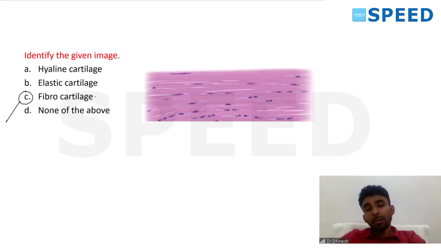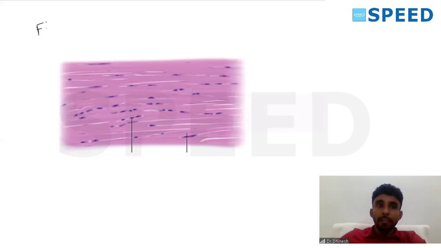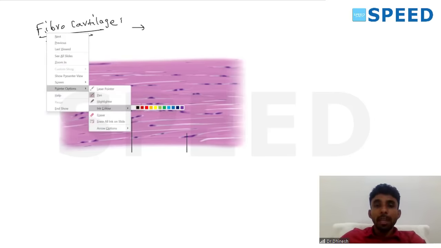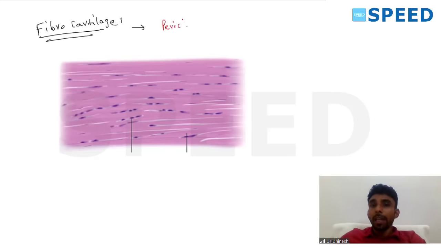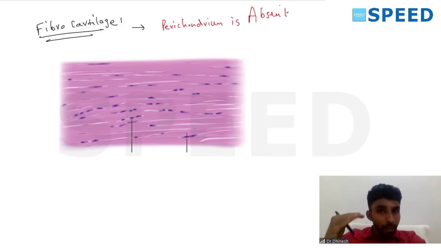Can you tell me how to identify the slides of fibrocartilage, hyaline cartilage, elastic cartilage, and all? See this diagram. Yes, this is the fibrocartilage. The identification point for the slide of fibrocartilage: the outer covering of the cartilage is called perichondrium. Perichondrium is absent in fibrocartilage. It is present in hyaline cartilage and elastic cartilage, but not in fibrocartilage.